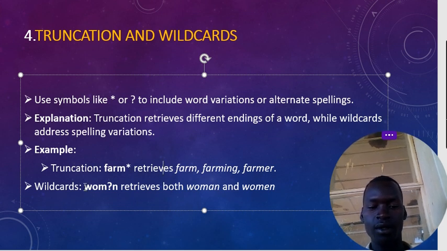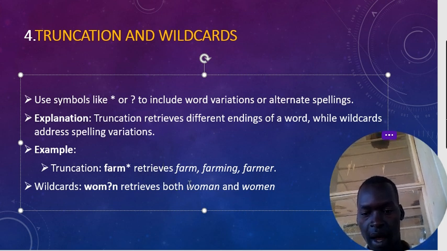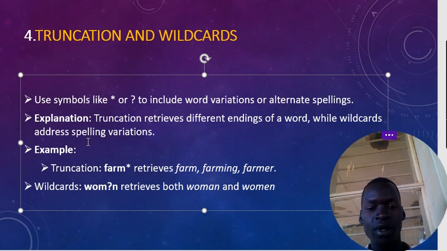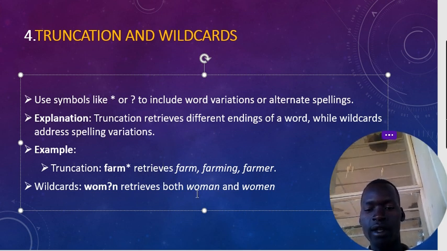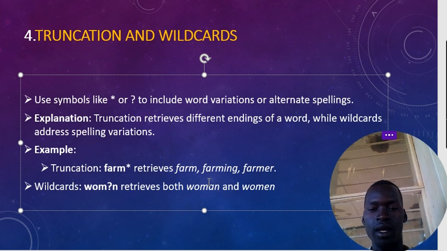What about wildcards? Under wildcards, we are seeing wom, question mark, n, and this means that this is both woman and women. So remember that wildcards address spelling variations. So here the variation is woman and women. That is under truncations and wildcards.